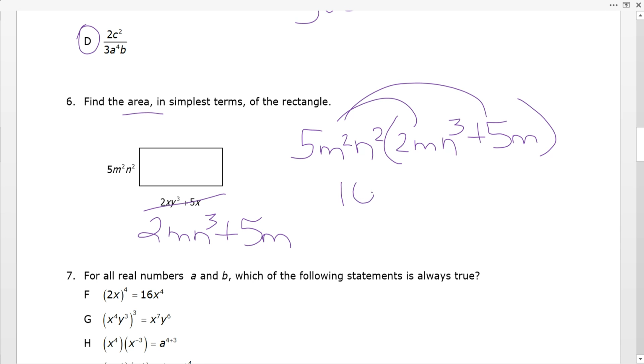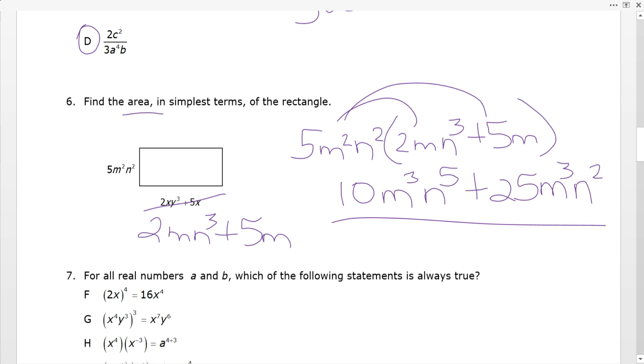5 times 2 is 10. I end up with 3m's and 5n's. 5 times 5 is 25. And I end up with 3m's and 2n's. And that's the answer. Again, because my terms have different number of m's and n's, I can't combine them.